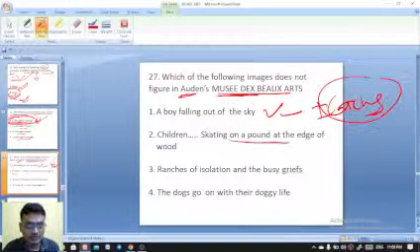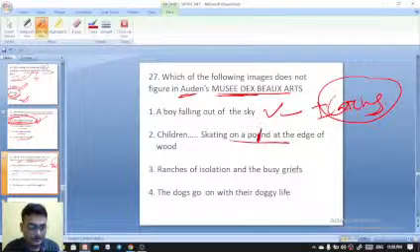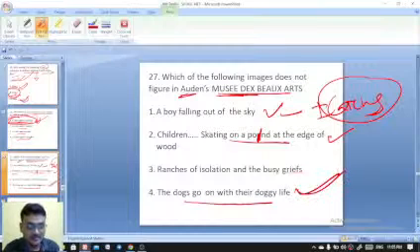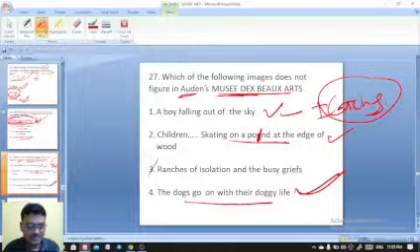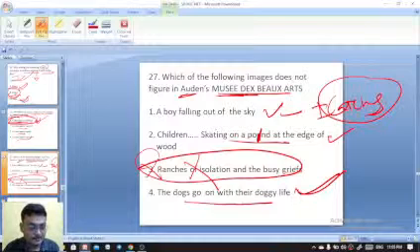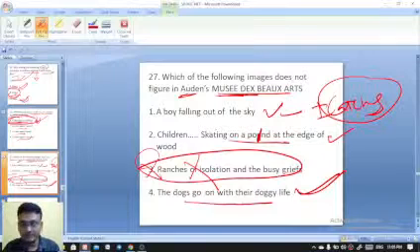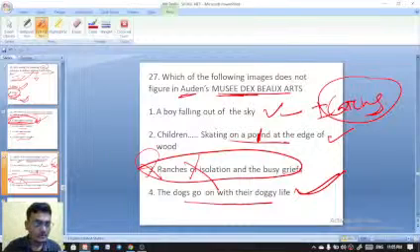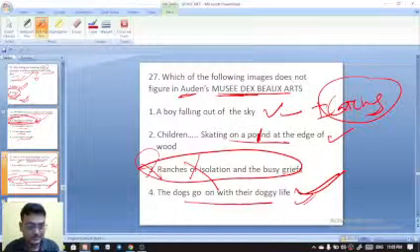Children skating on a pond at the edge of the wood. It was there actually. The dogs go on with their doggy life. Exactly. There were branches of isolation and the busy grips. That is not there actually. Everybody was busy with their own work while Icarus was falling from the sky into the water, because due to the heat of the sun the wings made of wax melted. The dogs go on with their doggy life, it was there. Branches of isolation and the busy grips was not there.